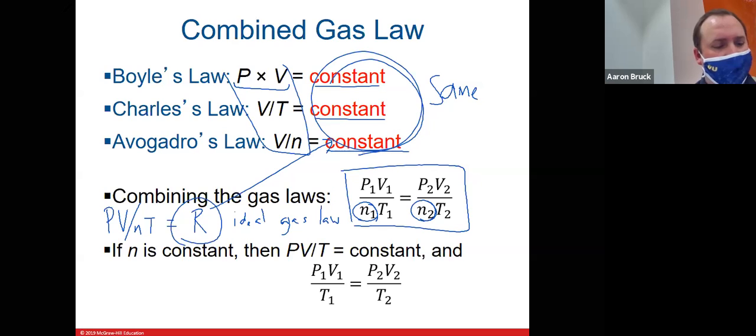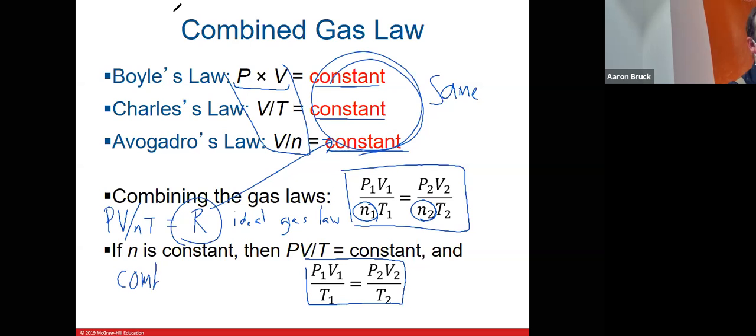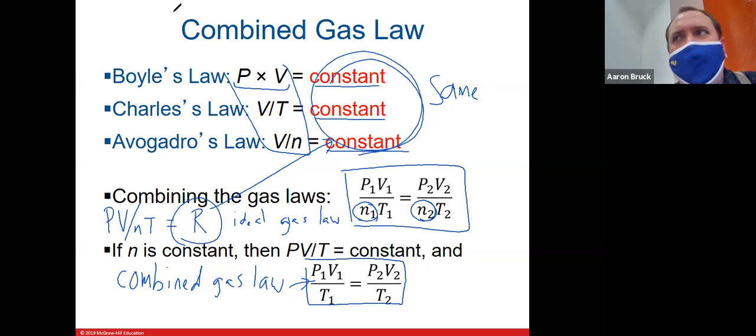And for those scenarios, this is how we would end up calculating. P1 times V1 over T1 is equal to P2 times V2 over T2. This is what we refer to generally as the combined gas law. Our combined gas law has pressure, volume, and temperature all changing at the same time.